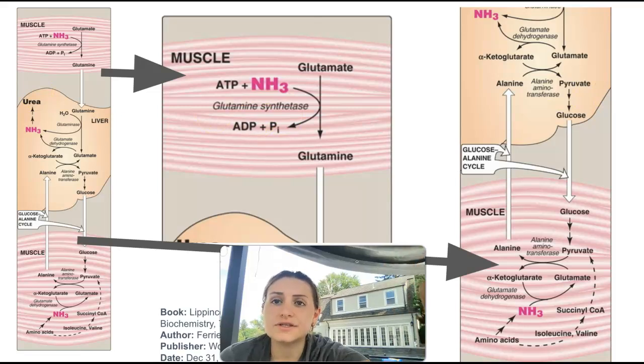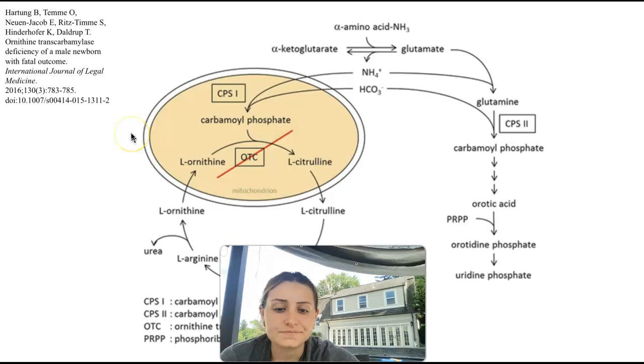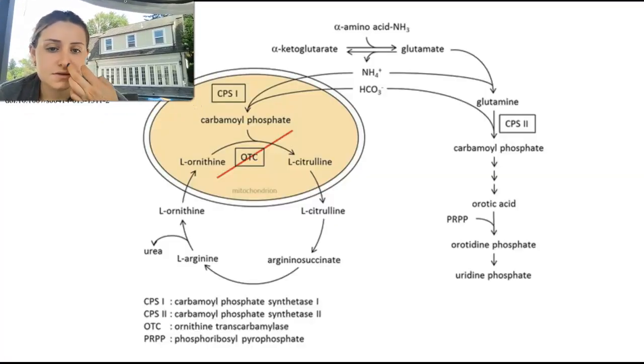And then the next question is, what urea cycle enzyme is most likely deficient and what urea cycle enzyme is least likely to be impaired? So for that, I'm going to go to this slide. I'm going to move my face out of the way. Guess I'll put it here. So this is just a little overview of like the beginning of the urea cycle.